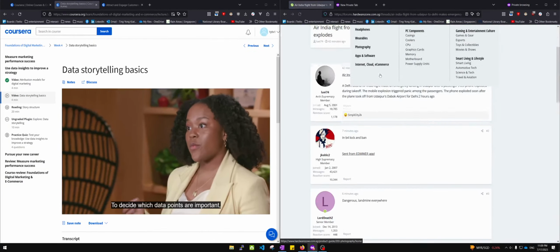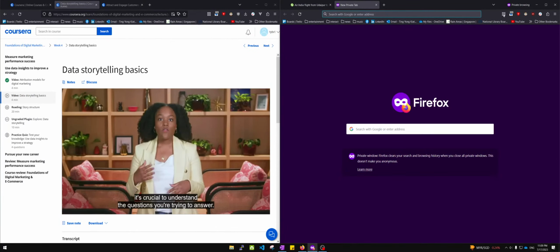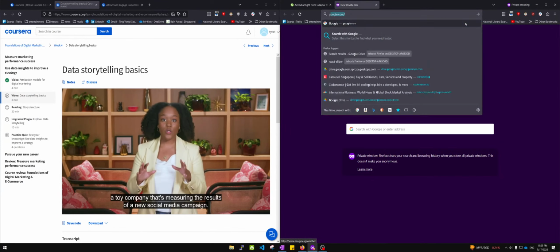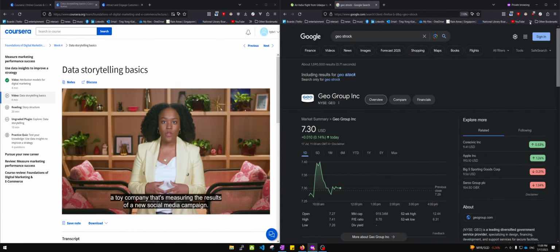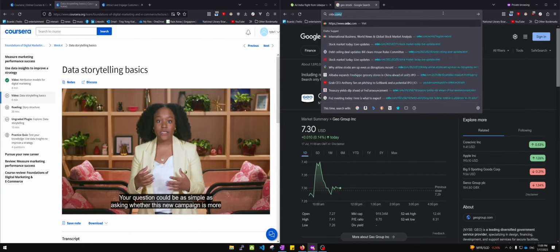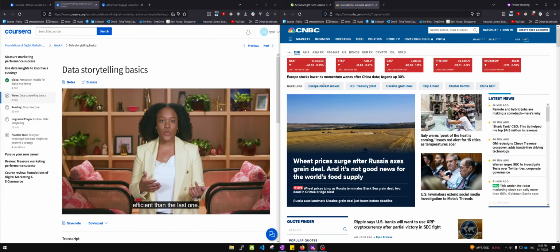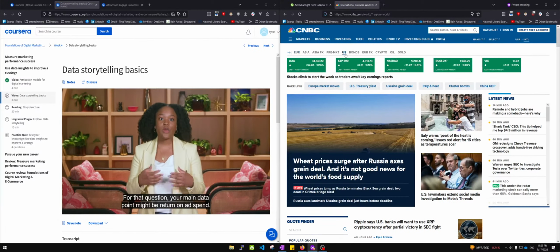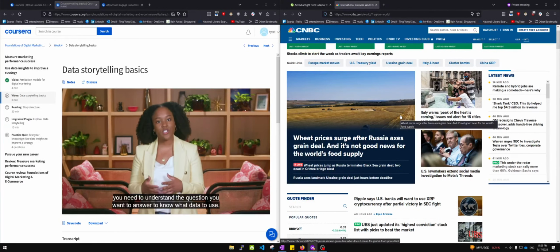To decide which data points are important, it's crucial to understand the questions you're trying to answer. For example, maybe you work for a toy company that's measuring the results of a new social media campaign. Your question could be as simple as asking whether this new campaign is more efficient than the last one. For that question, your main data point might be return on ad spend. But remember, you need to understand the question you want to answer to know what data to use.